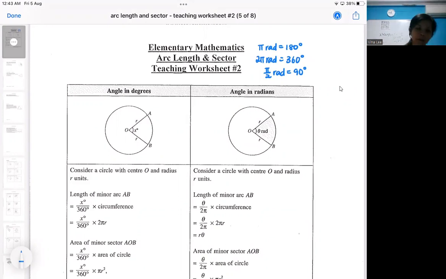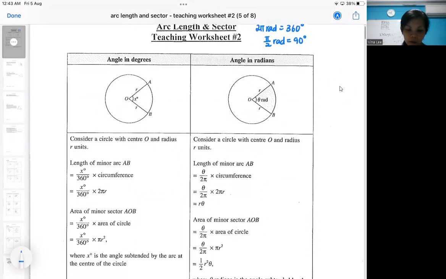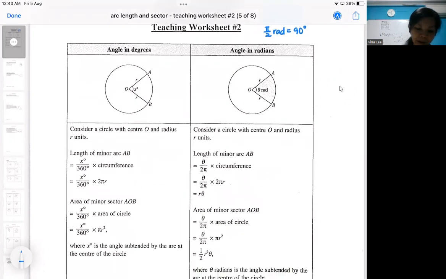So for example, in the degree mode, when we want to find arc length, it is a fraction of a circumference. So the fraction is based on degree. So that's why the fraction is x degree over 360. So same thing happened for the sector. Sector is the pizza, if you still remember.